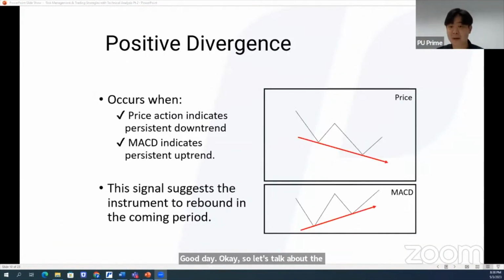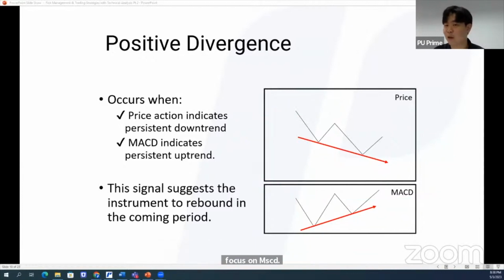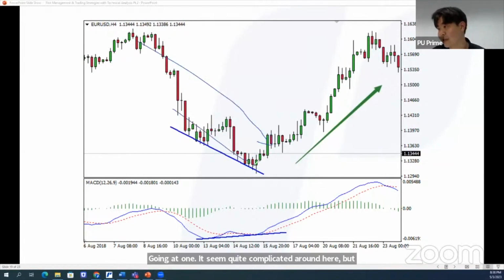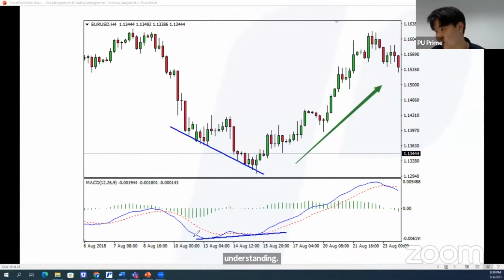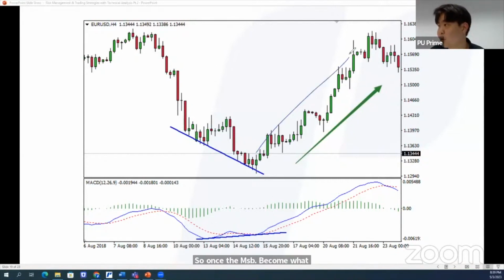Positive divergence happens when the candlestick pattern is going down overall, but the MACD is going up. It seems quite complicated, but once I open the chart, you will have a clear understanding. You can see that overall the candlesticks keep dropping, especially here. But notice the MACD line around here, especially the blue line. The previous low is much lower than the current low around here. So once the MACD becomes an upward trend and the blue line turns to curve, it should be a very good trend reversal. It's going up.